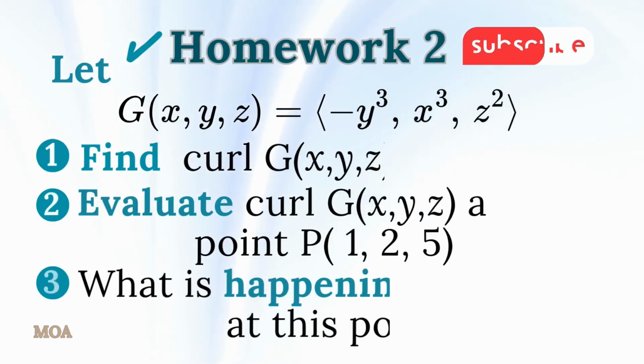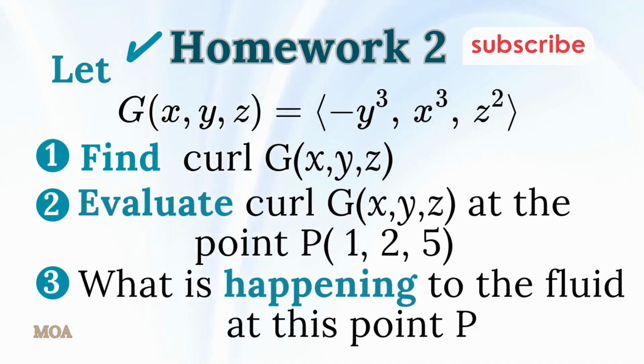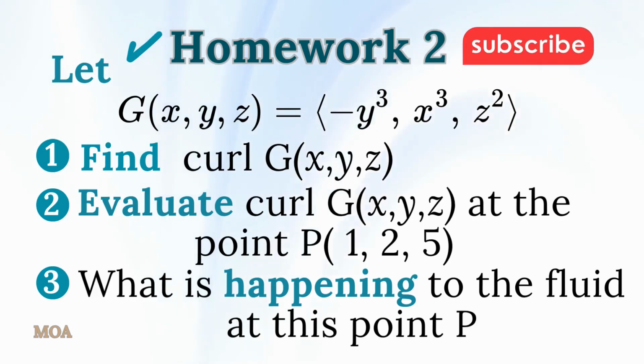Now, here is our second homework assignment. Let capital G be the velocity vector field of a fluid flowing in 3D space, given by capital G of x, y, z equals the vector field, angle bracket, negative y cubed, x cubed, z squared, closing angle bracket. First, find the curl of capital G. Second, evaluate this curl at the specific point P, 1, 2, 5. And then, determine what is happening to the fluid at this point P.